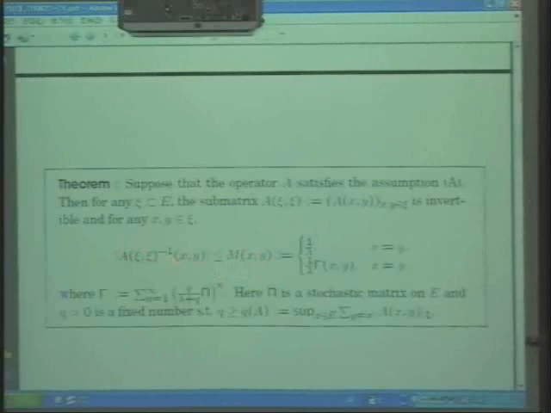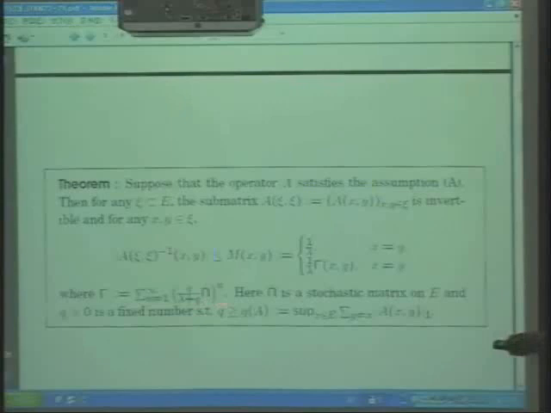Here M is defined as follows. For the diagonal components, this is just 1 over lambda, and for off-diagonal components, M is defined this way. Here, gamma is the infinite sum of powers of some stochastic matrix on the set E. We will see the concrete form of this stochastic matrix.